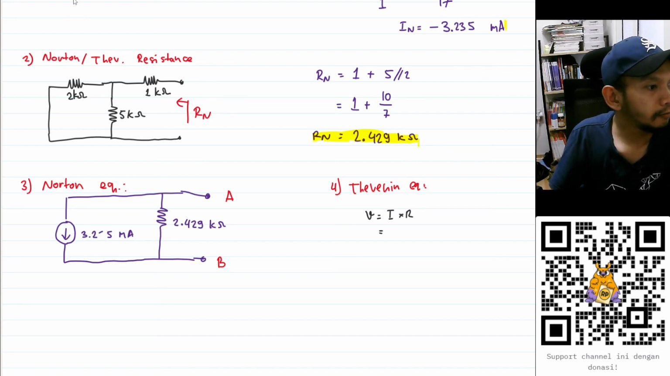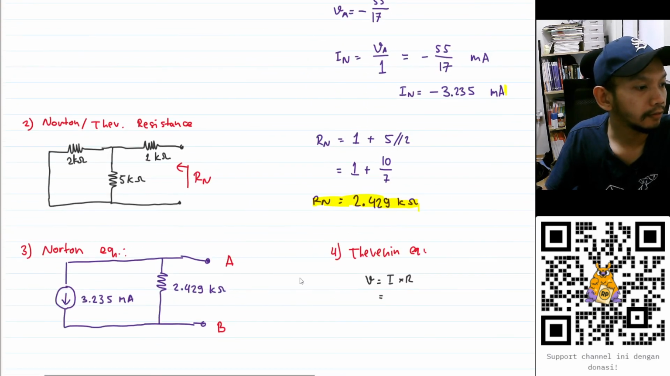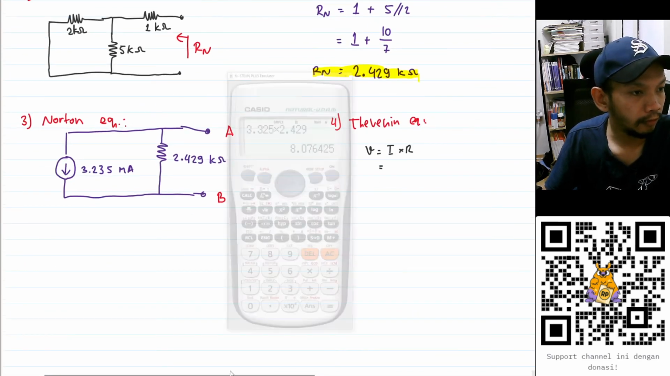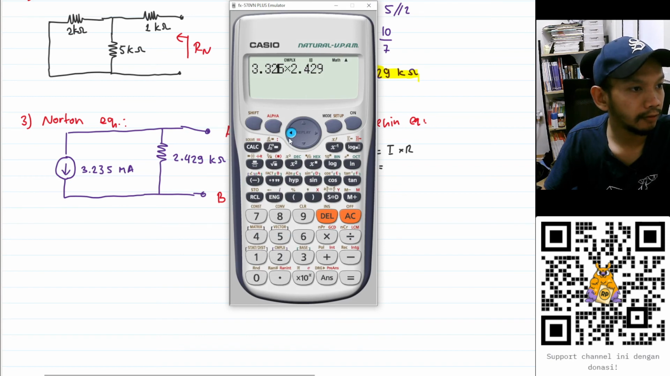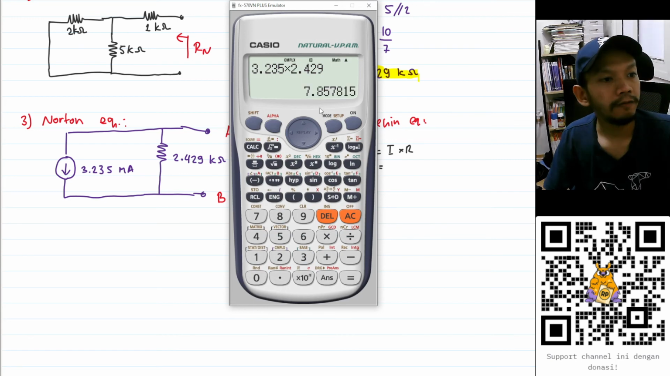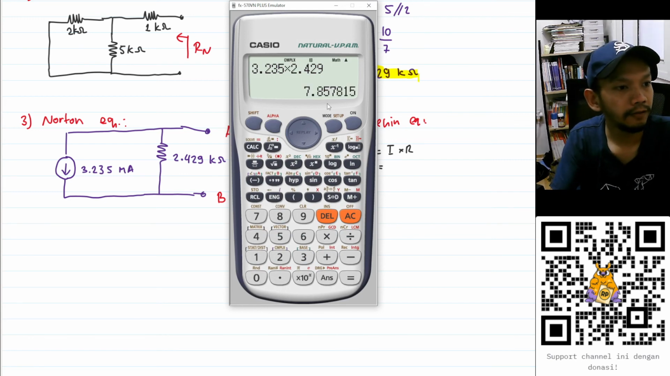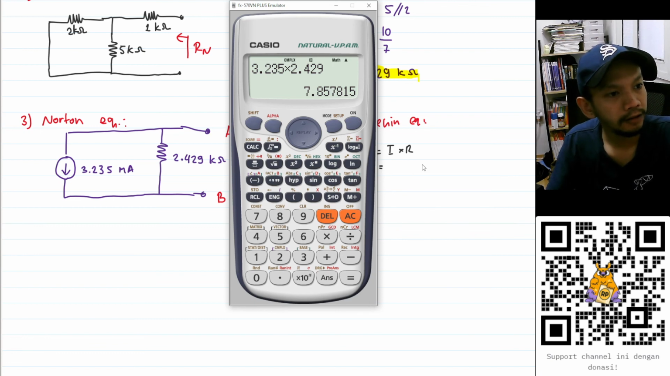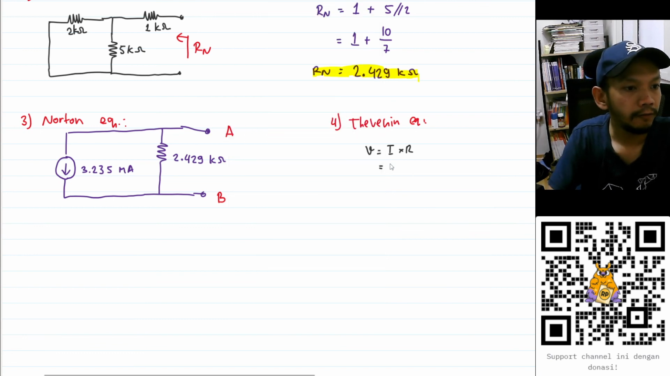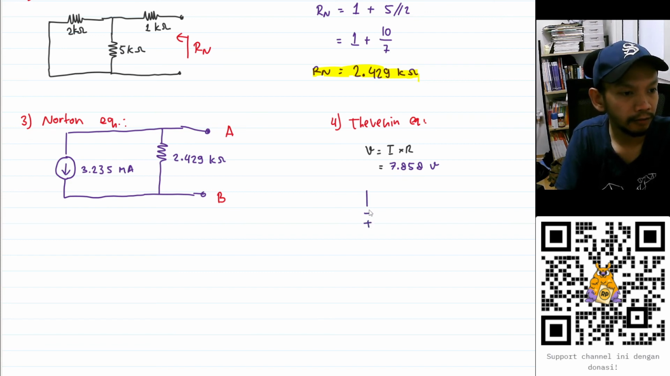3.235, like this, right? Yeah, so let's calculate again. 7.857, 7.858. Okay, 7.858 volt. But remember, because this is going to the bottom, our polarity will be like this.